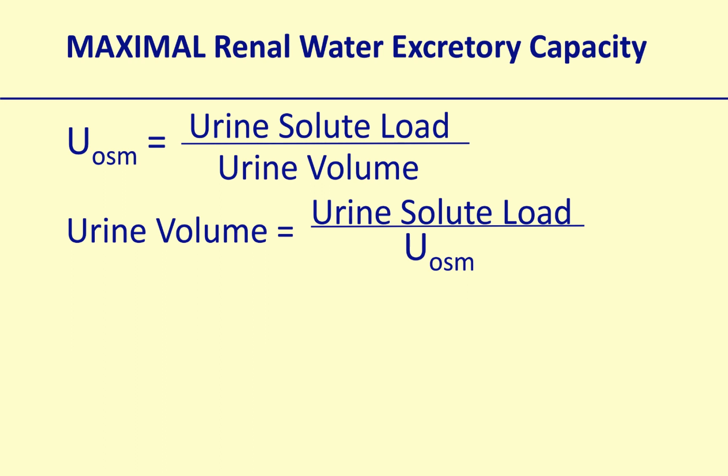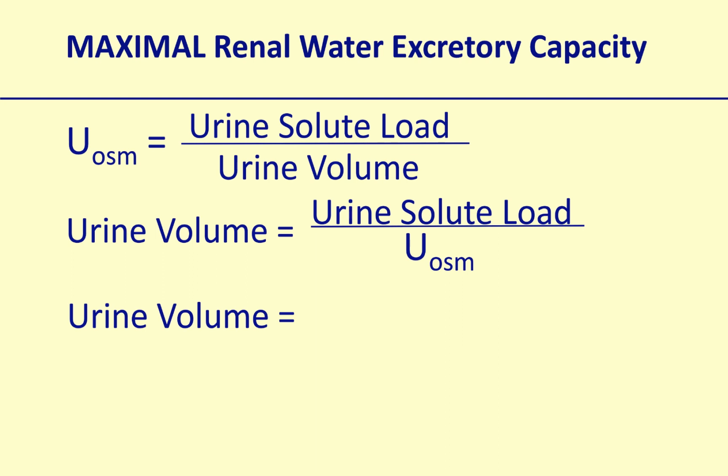Now, in order for the urine volume that the kidneys can excrete to be the maximum possible, the numerator, urine solute load, has to be the highest possible, and the denominator, the urine osmolality, has to be the lowest possible, right? So, what is the highest urine solute load the kidneys can excrete?